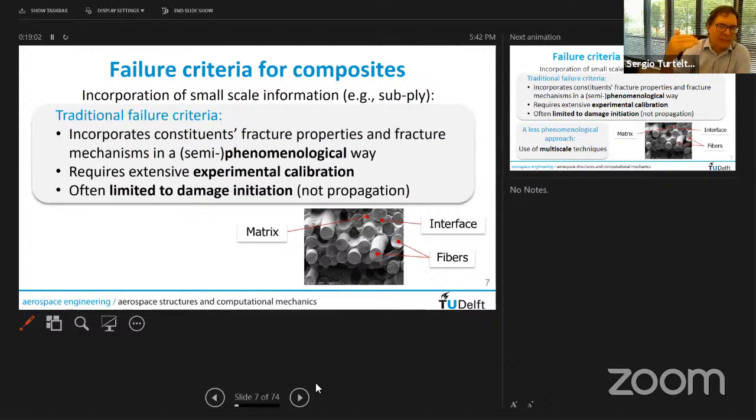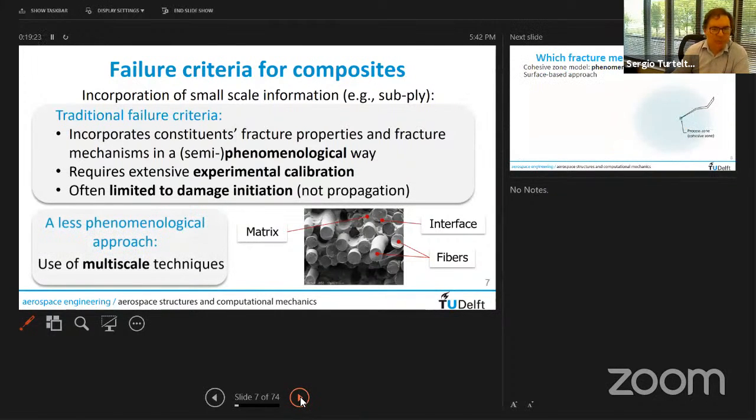So in order to tackle these limitations of the traditional failure criteria, which is perhaps too phenomenological, requires a lot of experimental calibration, and in particular is limited to damage initiation, one of the possible ways to move forward is to look at multiscale methods, a slightly less phenomenological approach, as I like to call it.